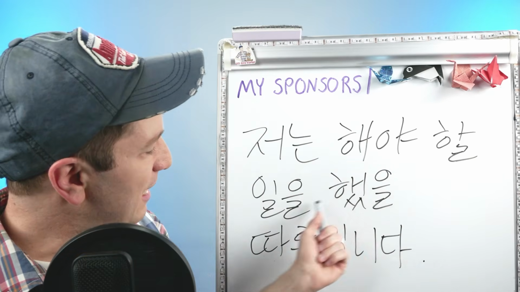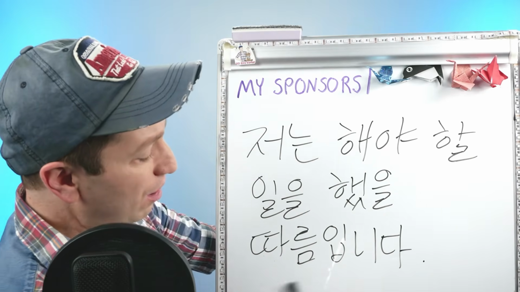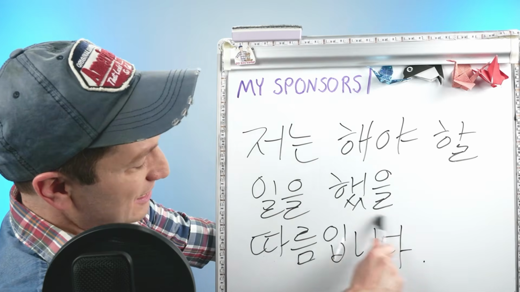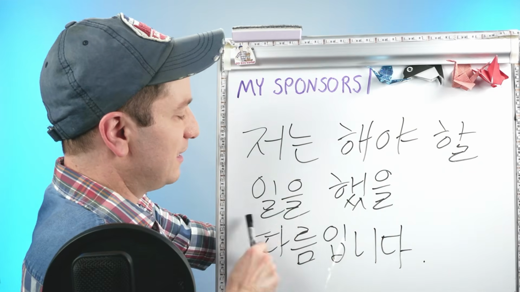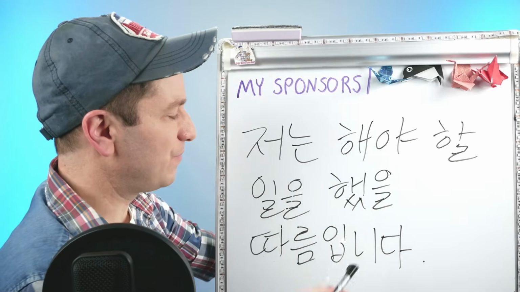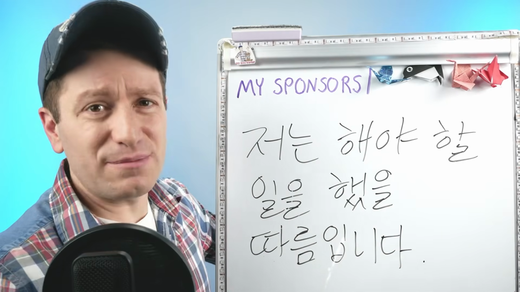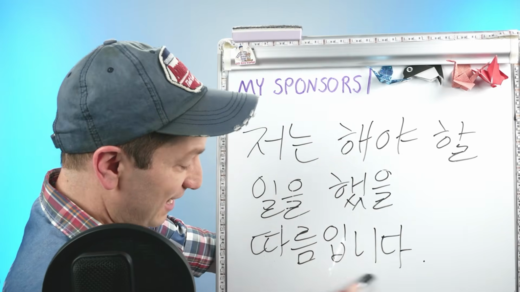저는 해야 할 일을 했을 따름입니다. So all it is I did, 했을, 해야 하다, that I have to do. 해야 할 일, the job that I need to do. 해야 할 일, thing I need to do. So all I did was what I'm supposed to do. 저는 해야 할 일을 했을 따름입니다.